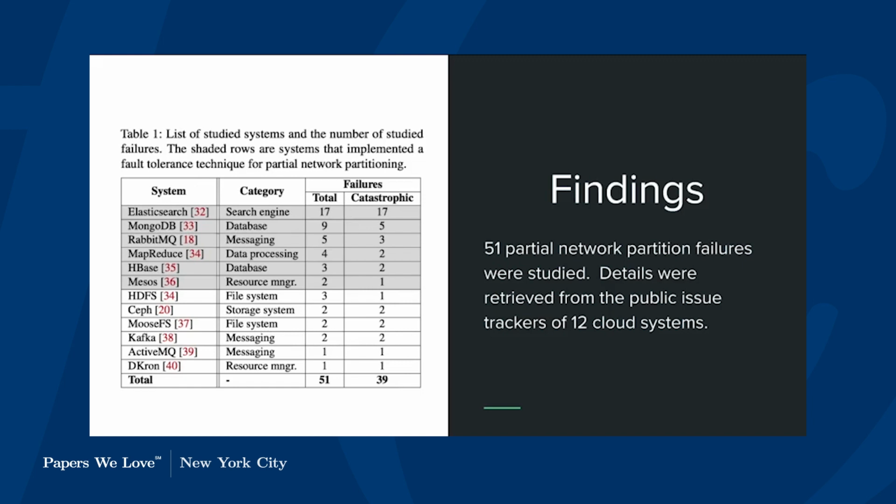So now we're going to dig into 51 partial network partition failures across 12 cloud systems. Again, all of them were pulled from public issue trackers. Also to note that a lot of these systems actually already have partial network partitioning support in them, and we will dig into later on what this support looks like, and its pros and shortcomings.